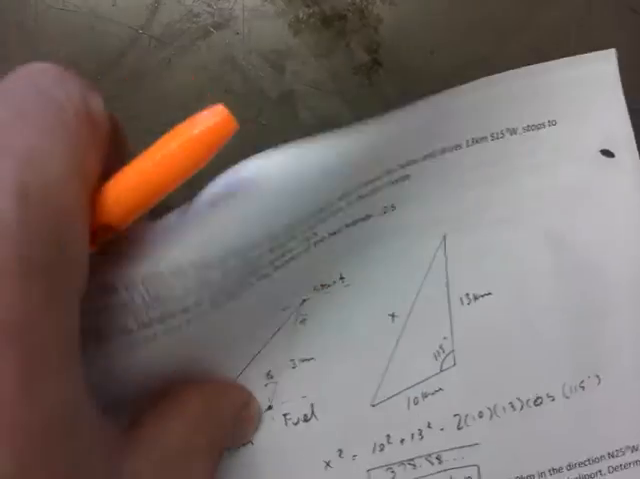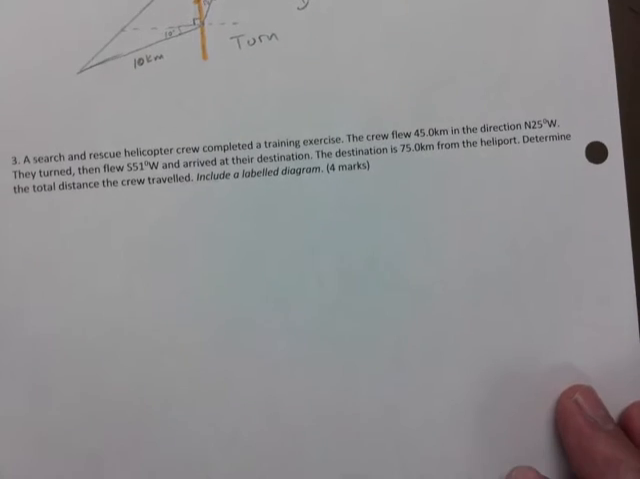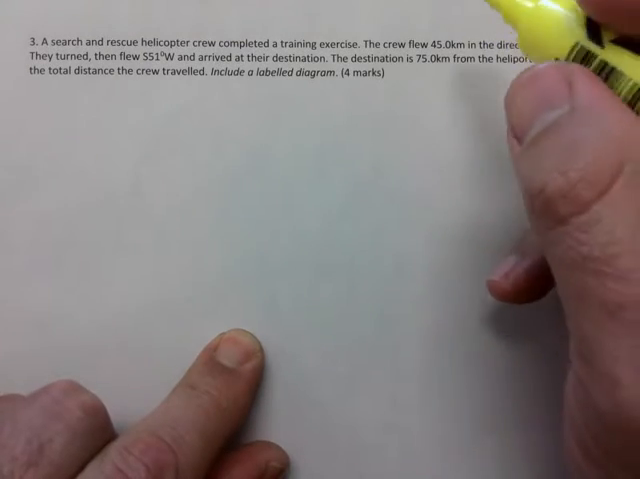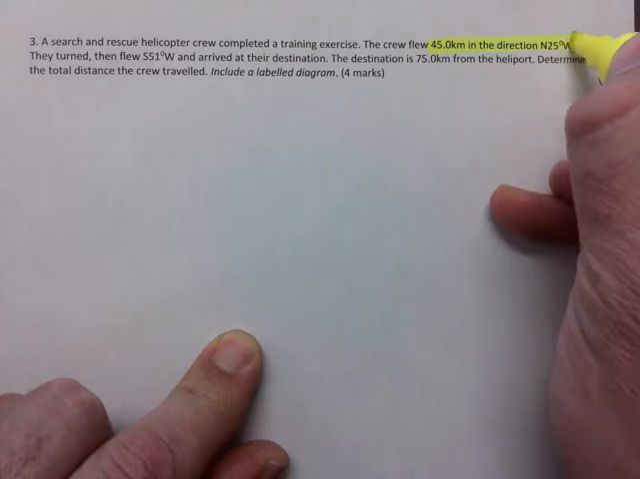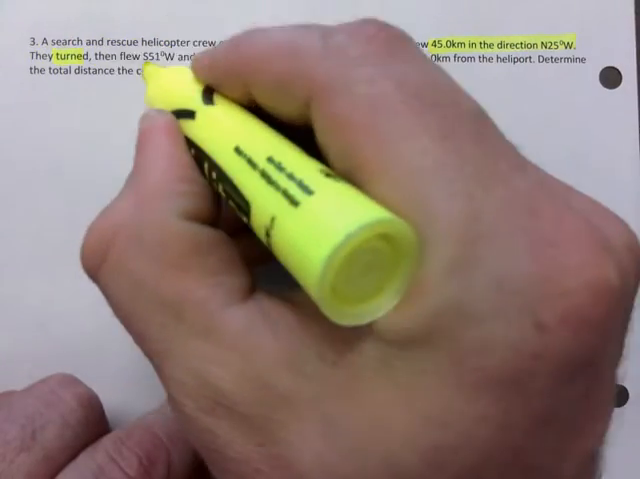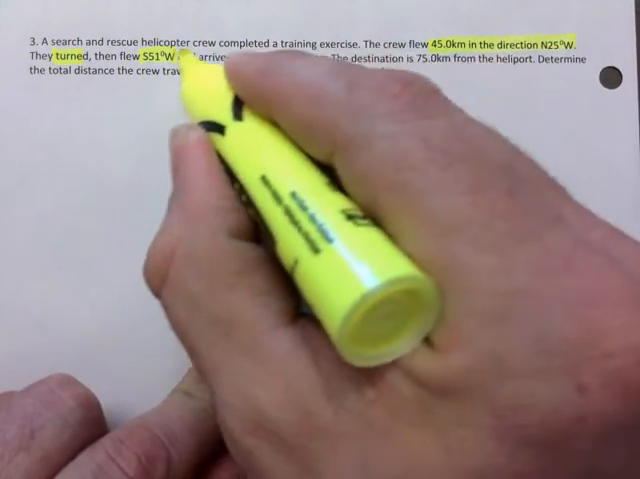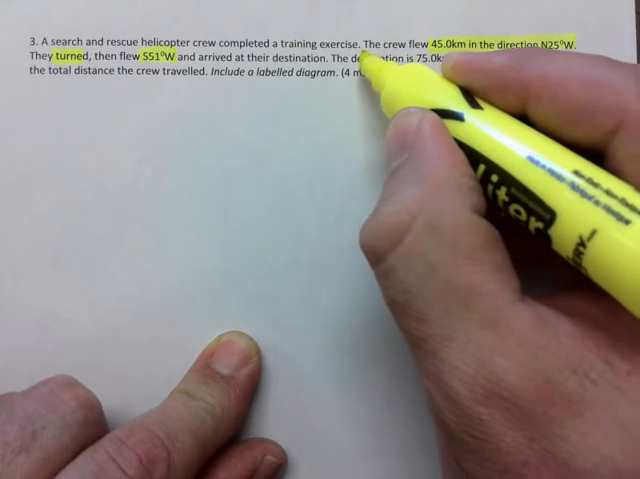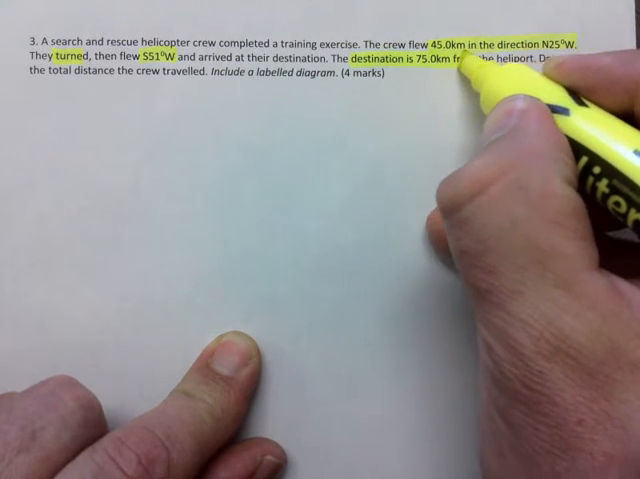Okay. The second, here it is. So you have a crew flying 45 kilometers in a direction, so that's good. We've got distance and direction. Then we turn and we fly this far, no distance though, but we're told that the destination is 75 kilometers from the heliport. Determine the total distance the crew traveled. So this is a longer question actually.